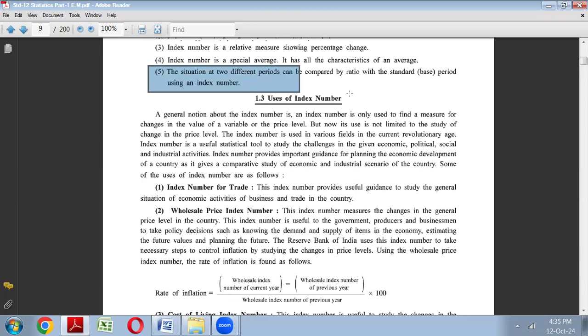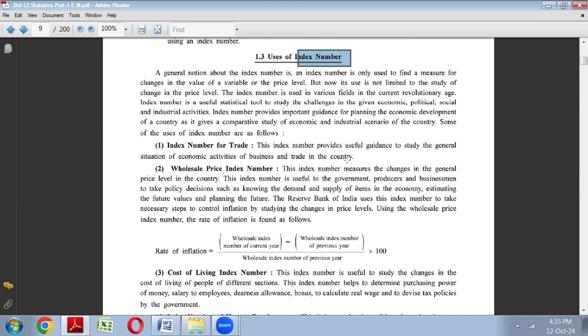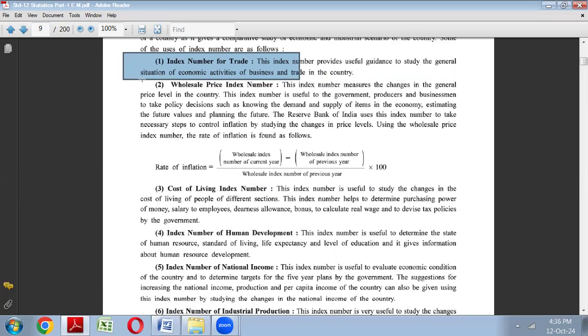Now, what are the uses of index number? Let us see. First, index number is useful for trade, right? When you find out the index number, it will provide guidance to study the general economic situation, the economic activities of business and trade in the country. Then you can even find out the wholesale price index number. You know what wholesale is. You might have studied this in 11th standard.